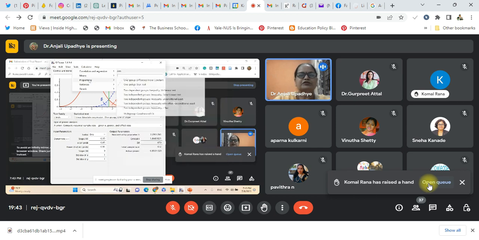Now we'll see the proportions. One group proportion, or inequality, McNemar test, or Fisher exact test, or the Z test. All the tests are available over here. You can see over here.